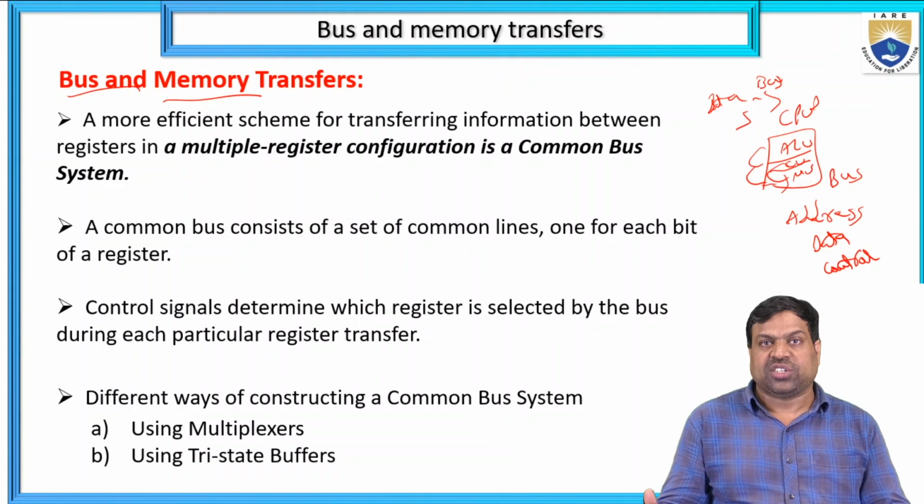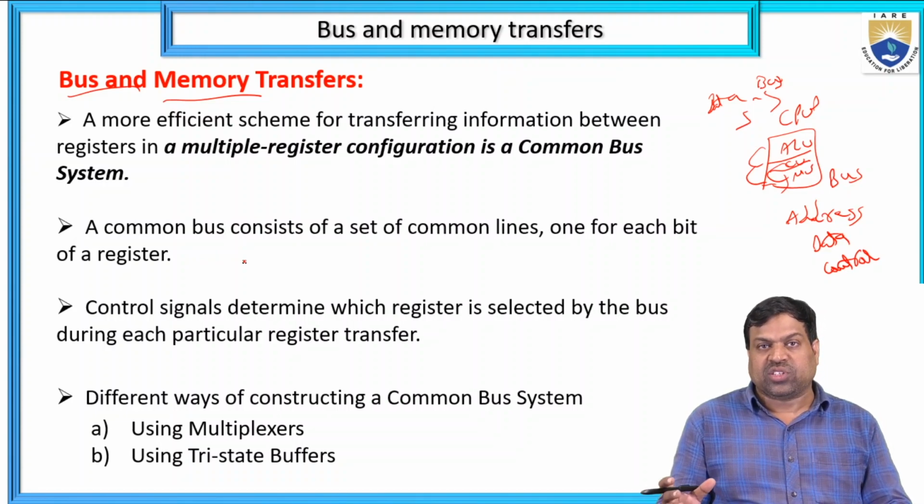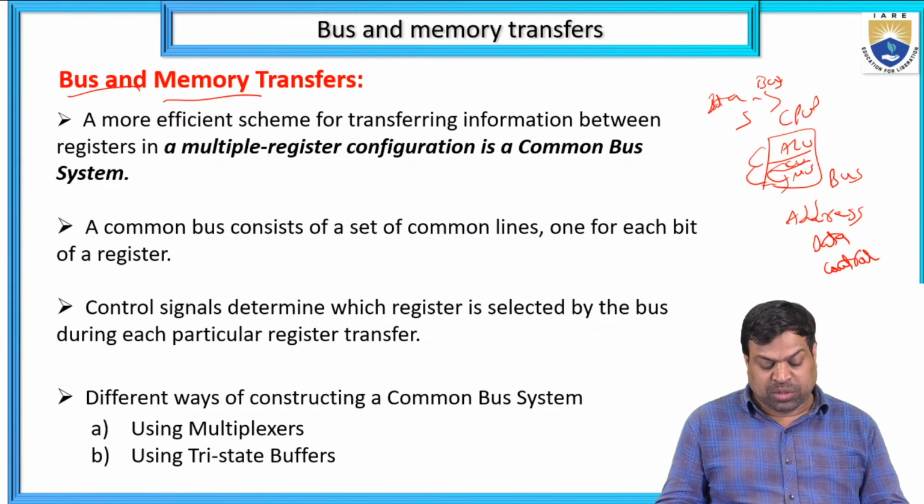and we copy it and transfer it to the destination. So, the efficient scheme for transferring information between registers in a multiple register configuration is a common bus system. Common bus means the same memory, where the data is transferred within the same memory. That is a common bus system. The common bus consists of a set of common lines, one for each bit of a register, and control signals determine which register is selected by the bus during each particular register transfer of the memory.